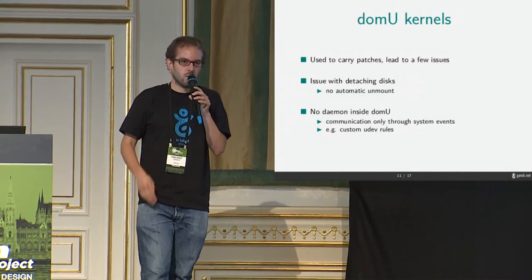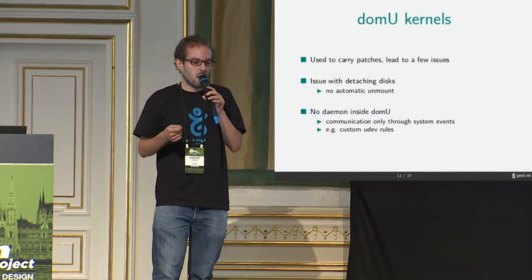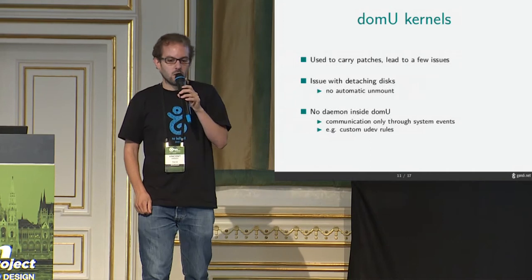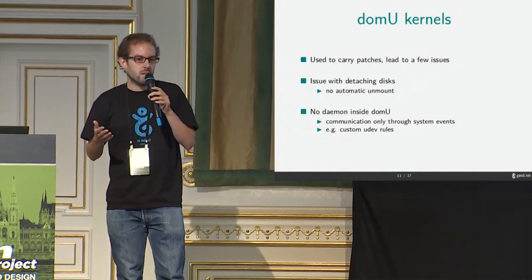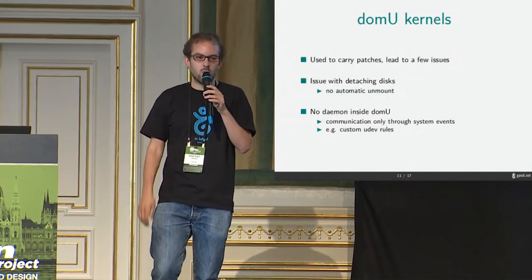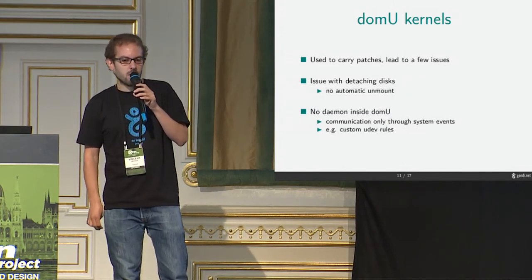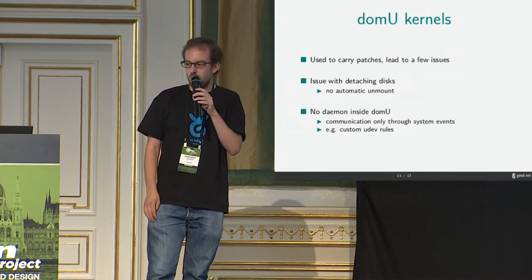So for example, if you do the Excel block detach while the disk is still mounted, it won't unmount the disk inside the VM. So we sent a patch for that. We don't really know if it's the right approach to do that, but that's still something we would really like to fix, so that the disk can be automatically unmounted inside the VM when you detach it with Xen.